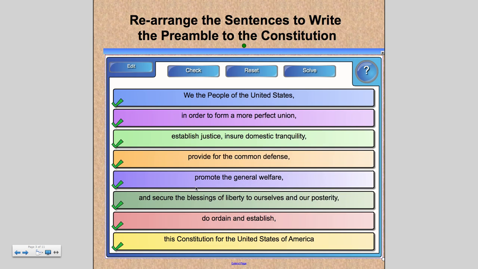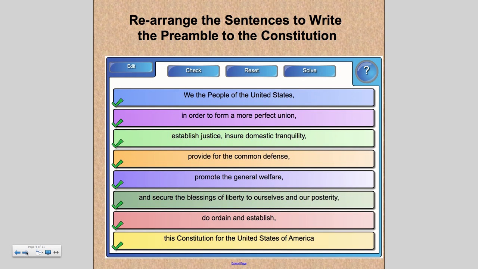There you go. All right, so let's read through it. We are the people of the United States in order to form a more perfect union, establish justice, so that can go into why we have a judicial system, ensure domestic tranquility, making sure everybody is happy, provide for the common defense, army, protection, promote the general welfare, and secure the blessings of liberty to ourselves and our prosperity. Do ordain and establish this Constitution of the United States of America. Good job. So in the next task.